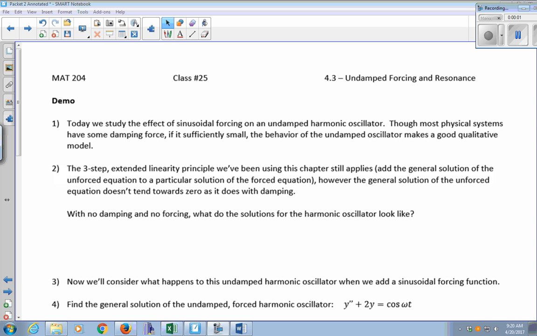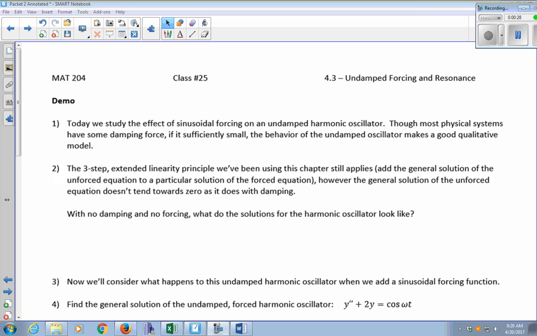Undamped forcing and resonance. So we're going to study the effect of sinusoidal forcing on an undamped harmonic oscillator. Undamped means no friction, right? You've got a mass on a spring sliding back and forth, undamped, which means that its solution will be sinusoidal, or a center, because there's no friction to make the motion die out.